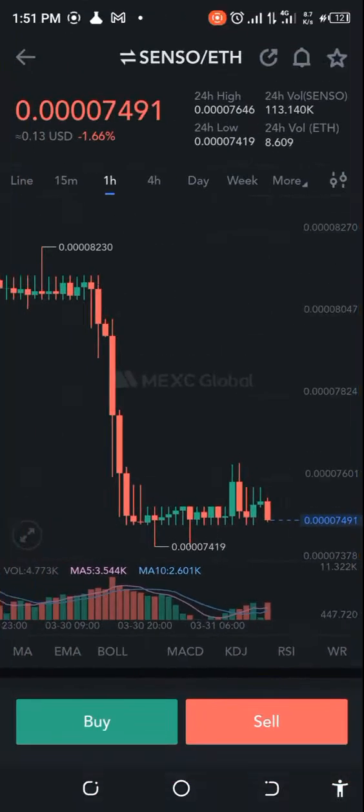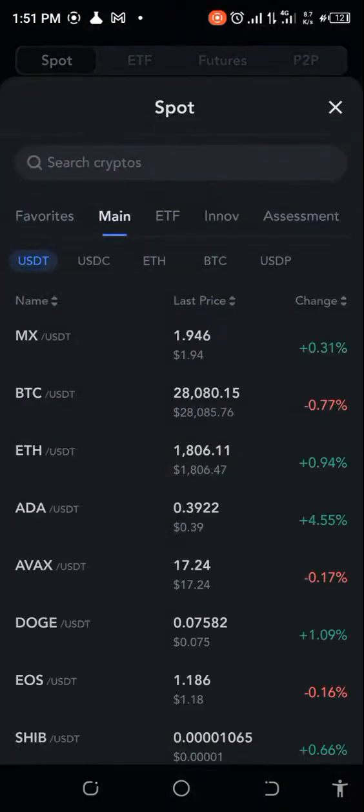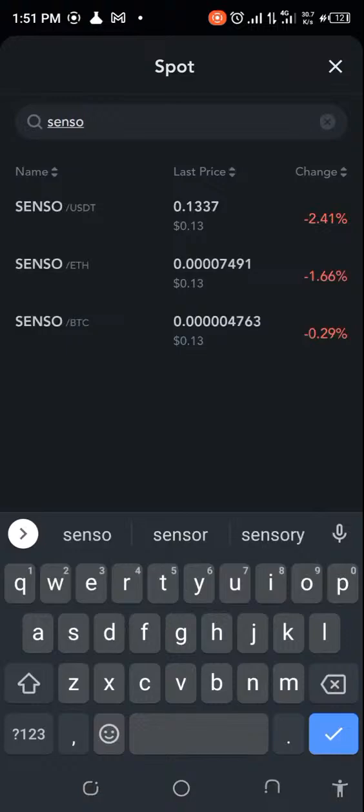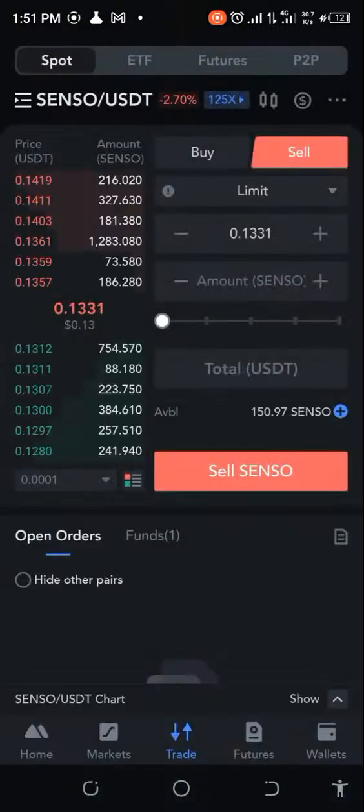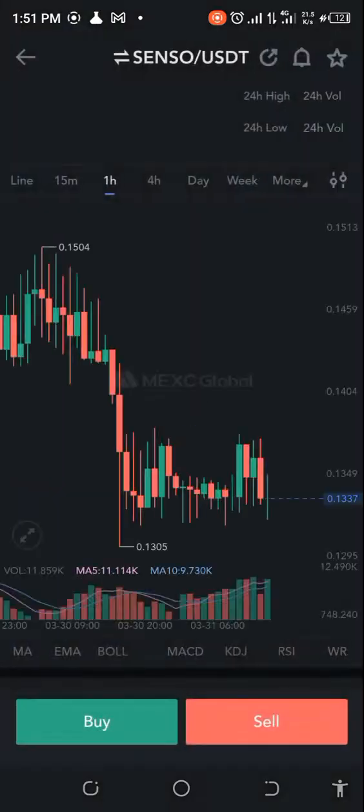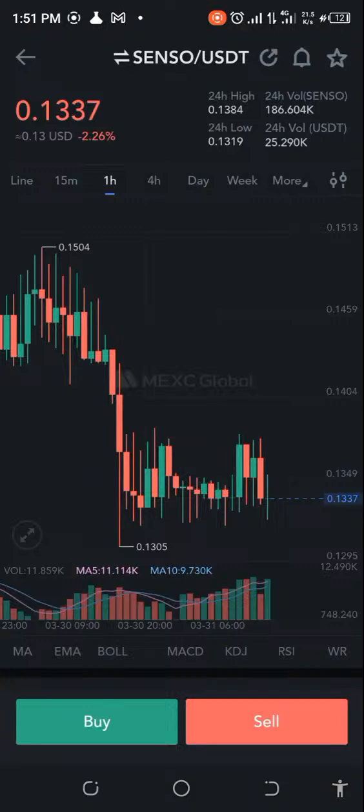No. So if I go back to my Senso USDT, okay, so one or two things could happen. If I try to sell back to USDT, let's see. It's really gone low. What's going on here? Okay, it's really, really low.